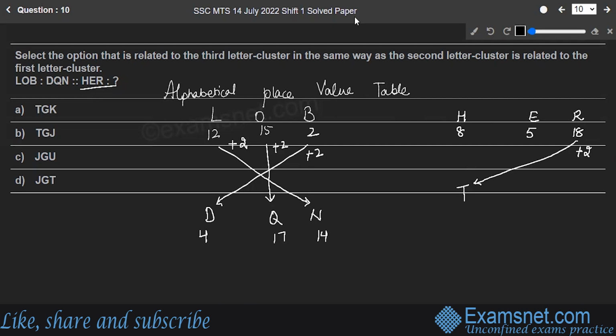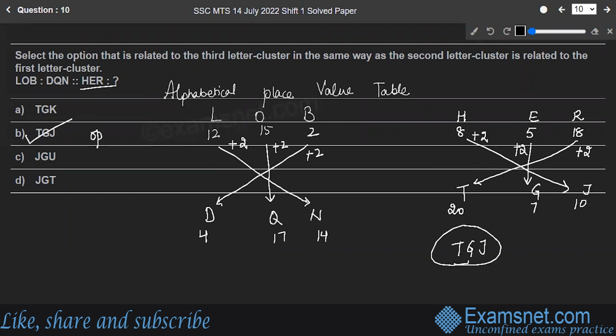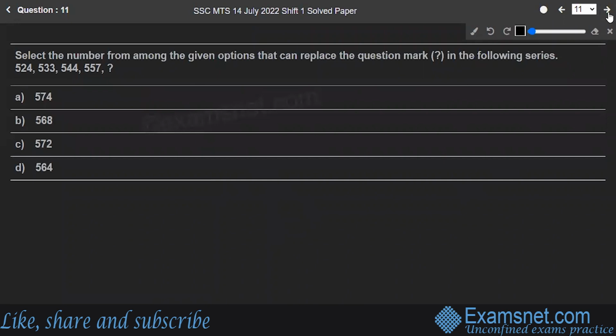5 plus 2 gives you 7. 7 is the position of G. Then 8, if I'm adding a 2 to 8, it gives me 10. 10 is the position of J. So T, G, J is the correct answer to the question. Option B is our answer. Hope you are clear. Next is question number 11.